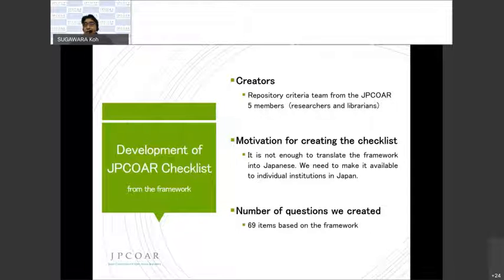After publishing this translation, we thought that it was not enough to translate the framework into Japanese. We needed to make it available to the Japanese community for active use. So, we decided that the next step would be to create a concrete checklist based on this framework. We have been working on this for a couple of months, and at the moment, we have a checklist of about 70 items, 70 questions.